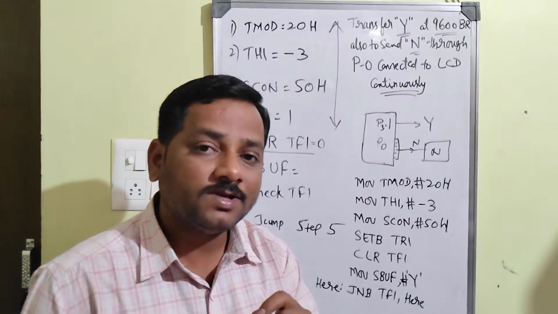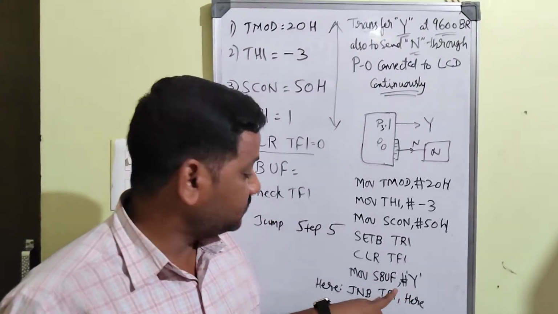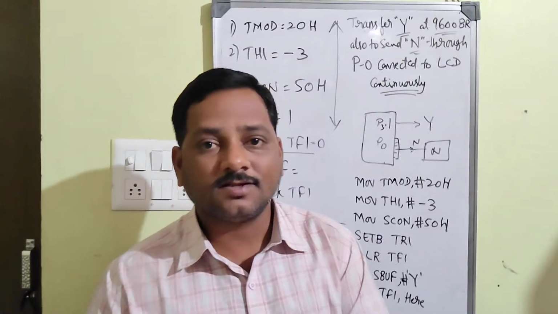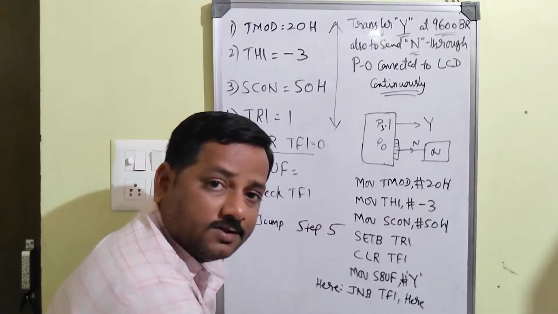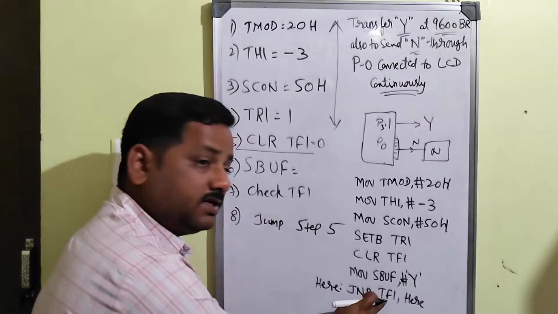And when that TF1 becomes high, it indicates that the character we have written here, which is being given in SBUF, is transferred completely. Now you can go for another transfer. Once this becomes high, you will come out of this loop because the jump if no bit condition fails. Now if it is a bit, it will come out.